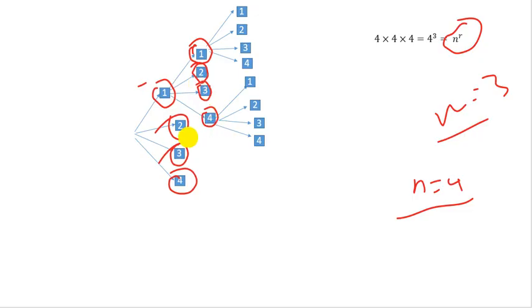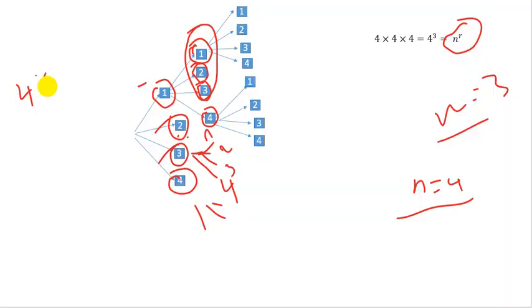Same thing here, if the first is 2, we can get in the second number 1, 2, 3, 4, and same thing for this. It can be 1, 2, 3, or 4. Same thing here. So it is 4 times 4. This is for the second level, the second number.